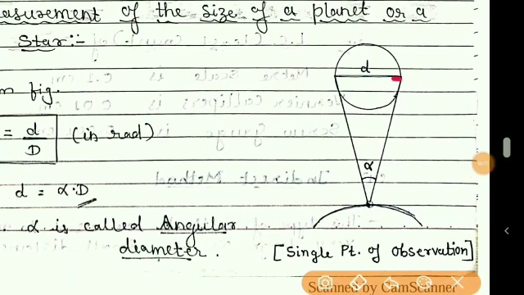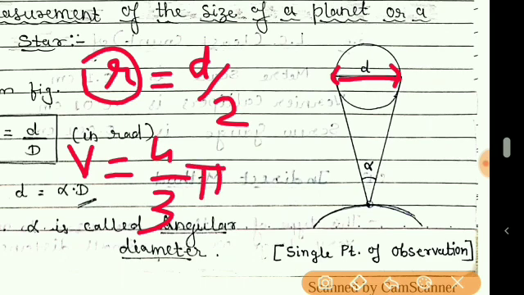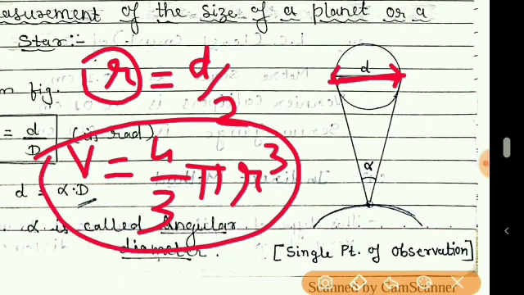Now if the diameter of the moon is known to us, then we can find the radius of the moon, which is half of the diameter. And if the radius is known to us, then we can find the volume of the moon, or we can say the size of the moon. As the moon is spherical in shape, its volume can be obtained by V is equal to 4 by 3 pi r cube. So in this way we can find the diameter or the volume of any celestial objects.